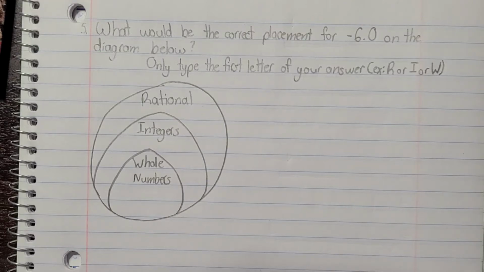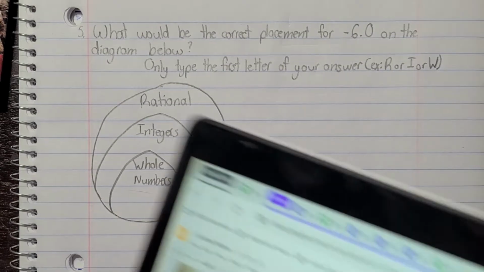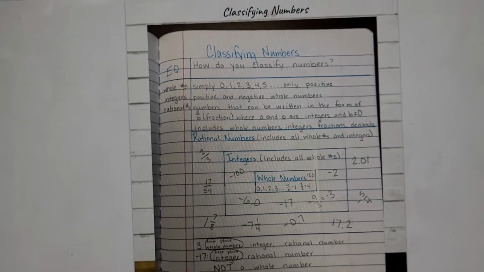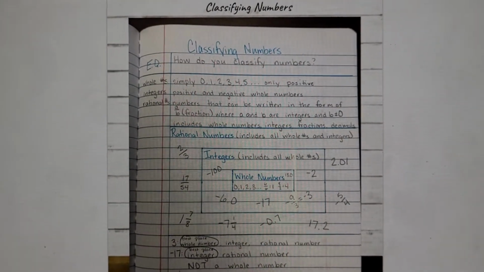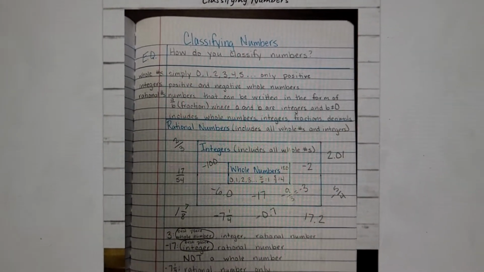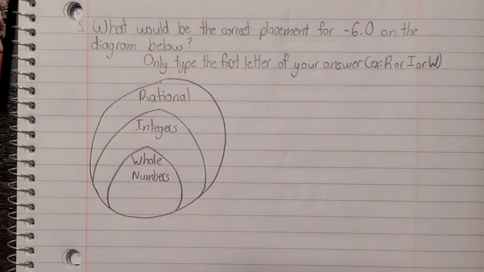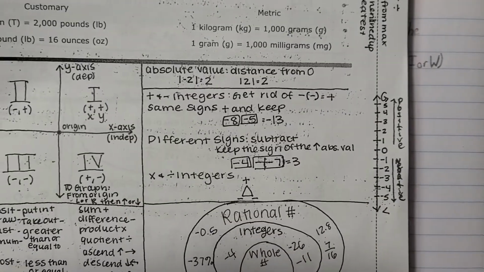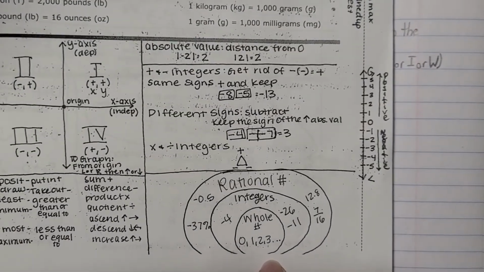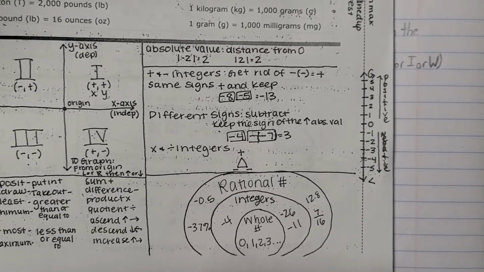To solve this problem, you should be using your notes on page 7, Classifying Numbers. Here you can read about the differences between rational numbers, integers, and whole numbers. You should also be using your throw-up sheet in the bottom right-hand corner of the measurement side. We have a diagram with examples.